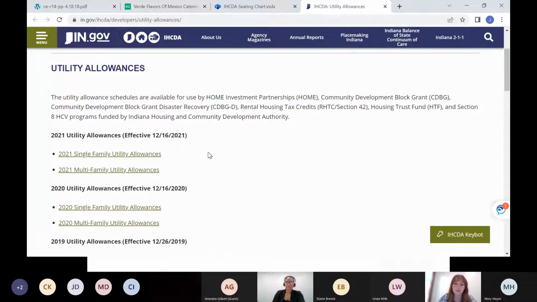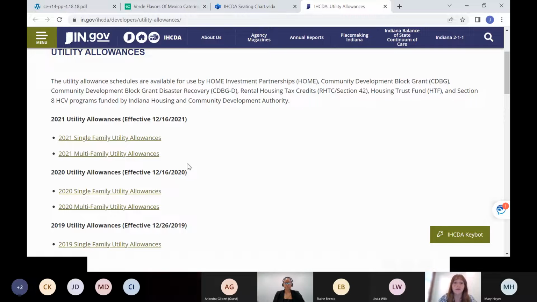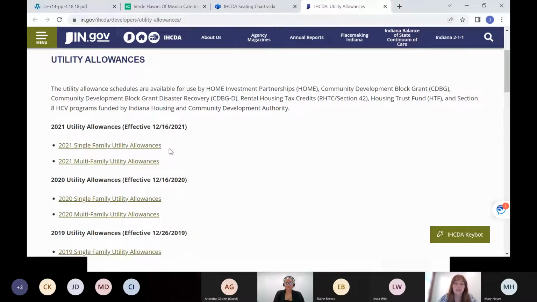I know that we have some awards right now that are still in fiscal year 2020. Even though the award is for fiscal year 2020, you would still use the most recent, so the ones from 2021. And then you can see on the website there is both single family and multifamily. So single family would be if a client was renting a home, whereas multifamily would be if the client was renting an apartment unit or in a condo, anything that has multiple structures with multiple families housed in one building.